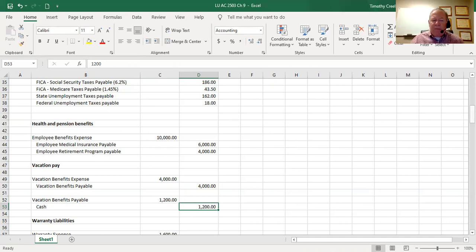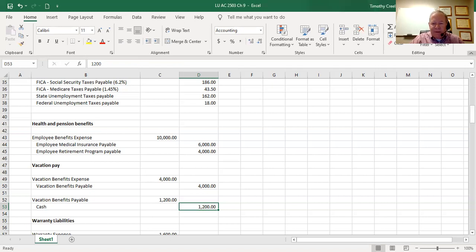Bonuses would be handled in a very similar way. They'd recognize the expense and recognize the payable up front, and when they actually had to pay the bonuses, they would take it out of the payable, debit the payable, and credit cash. Very similar to what you see here.